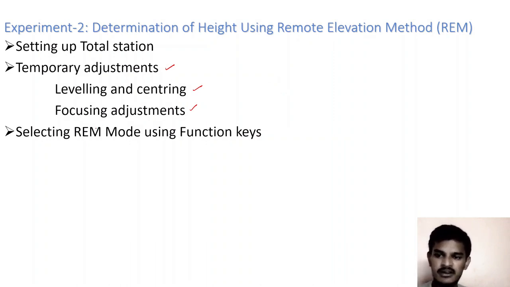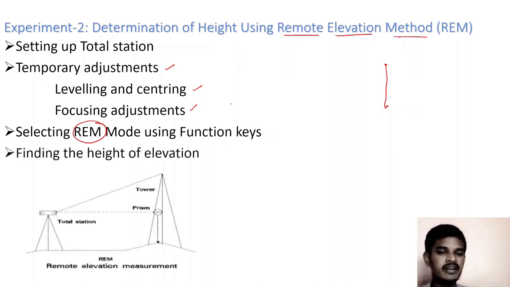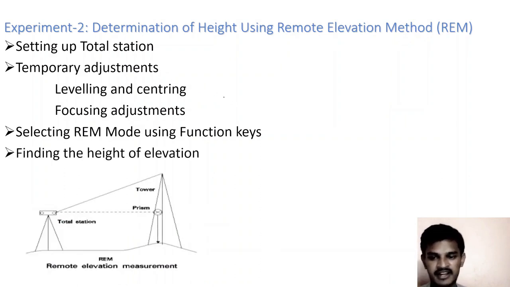In this video, we are going to calculate the elevation using this total station. In order to find this elevation, we have to select the REM mode. REM is nothing but the remote elevation method. After setting that, we are going to calculate the vertical distance.